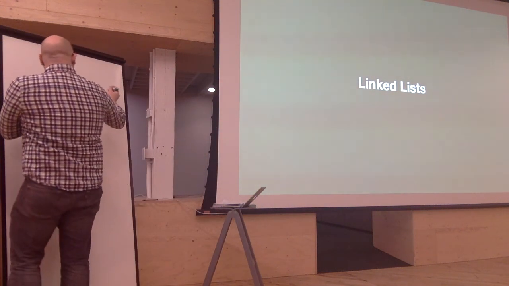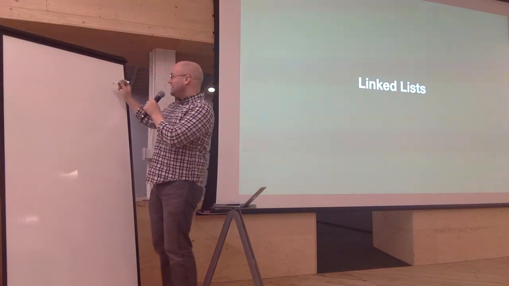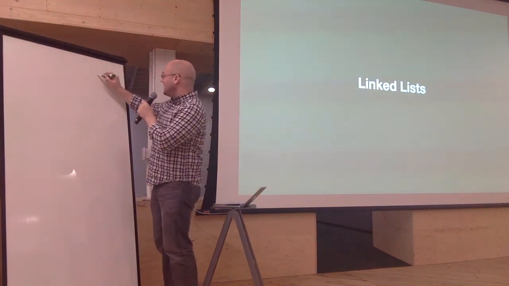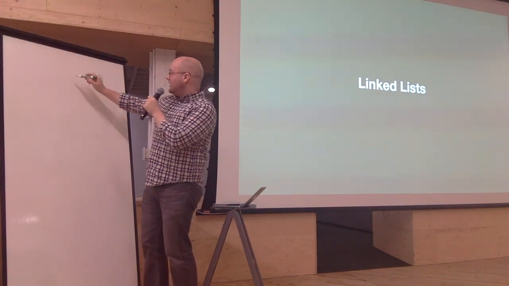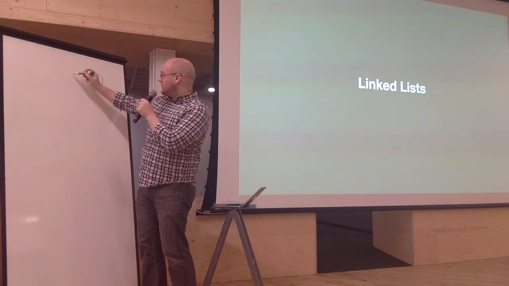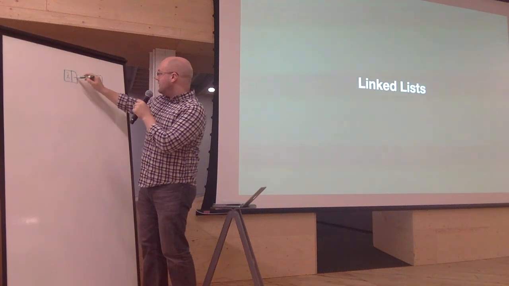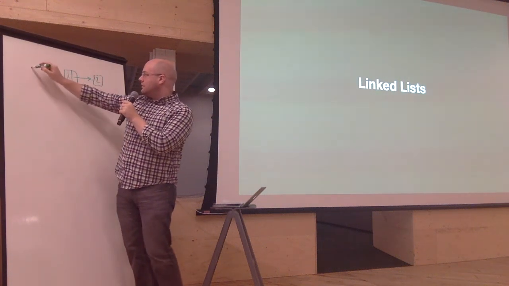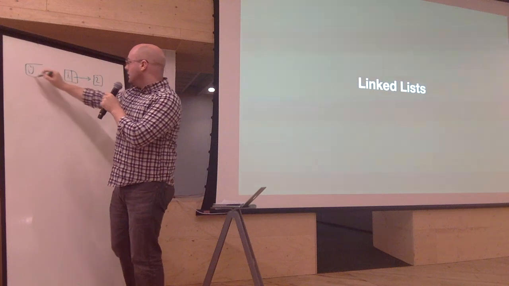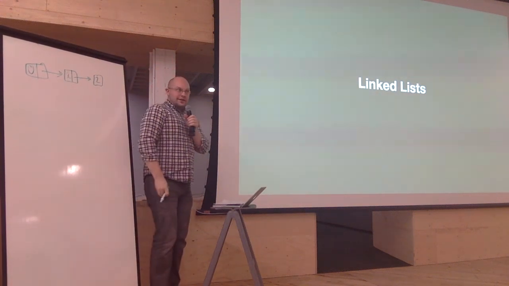So a linked list looks something like this. We've got some data, let's say 2, and then we want something else in front of this data. So we want to add another item to this. So we're going to add something like this, and maybe we want another item. So we're going to add something like this. All right. So here's a linked list.